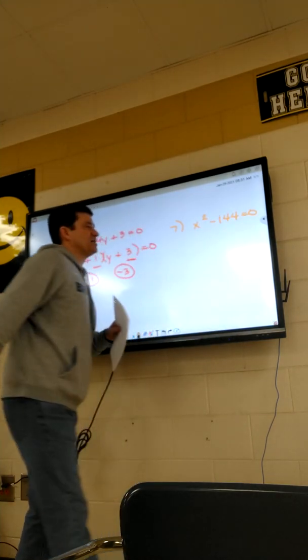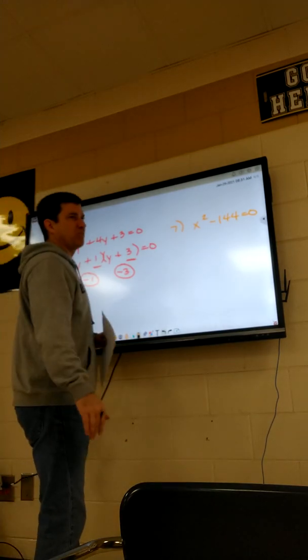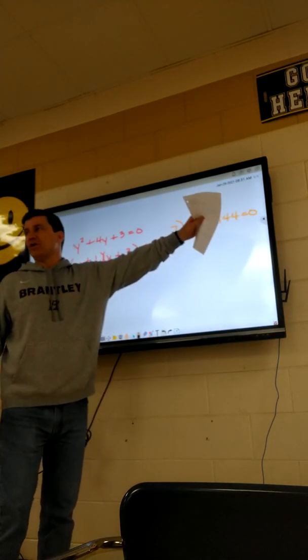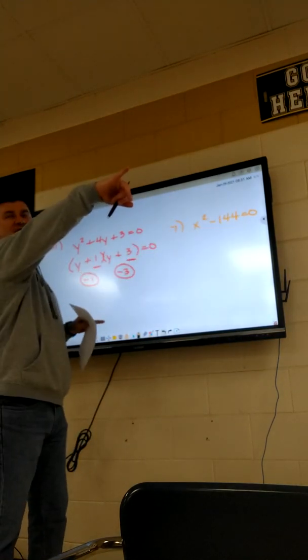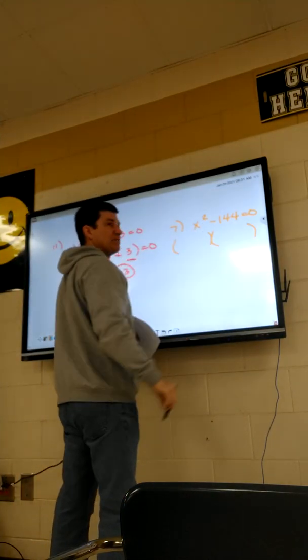All right, look, I changed it up. Why did I write minus 144 equals 0? Because you have to bring everything to the left side before you can factor it out. All right, now this is a special kind of problem. What makes it special? 144 is a special number. Why? Perfect square. And when it's a perfect square, it's going to be the easiest type to factor.